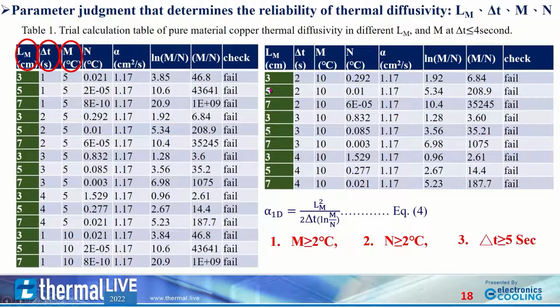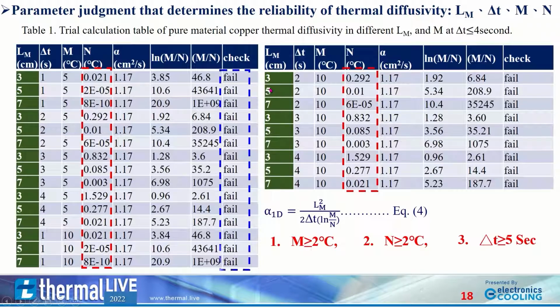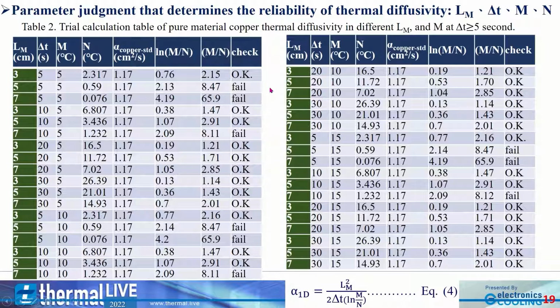The trial results show that when delta T is less than or equal to 4 seconds, all the N values are less than 2 degrees C, and all the data are not qualified. Table 2 is the same as Table 1, but the delta T delay time is larger than or equal to 5 seconds. The method is to select different measuring distances, LM, as 3, 5, 7 cm, while the M amplitude is 5, 10, or 15 Celsius degrees.